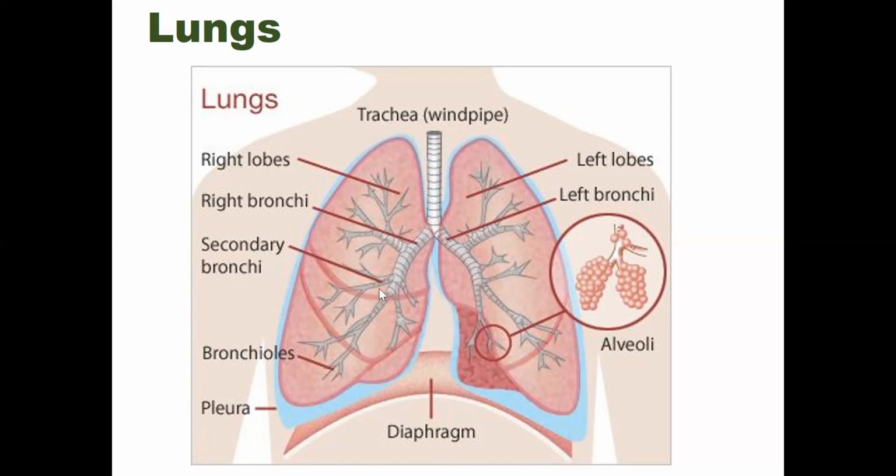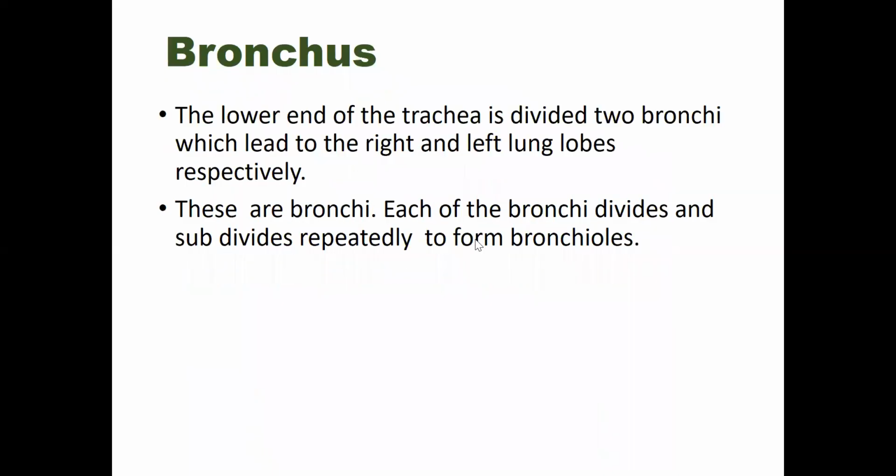Irregular rings of cartilage surround the bronchi, whose walls also consist of smooth muscle. Once inside the lung, the bronchi split several ways, forming secondary bronchi and tertiary bronchi. The structure of the trachea and bronchi are similar in their formation. So the function of the bronchi is to conduct air from the trachea to the lungs. This is all about the bronchus.